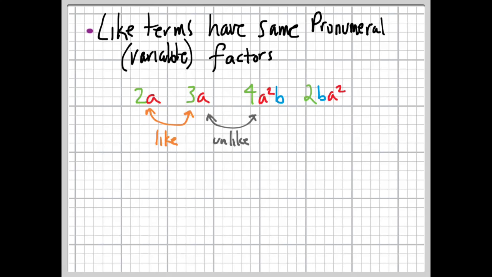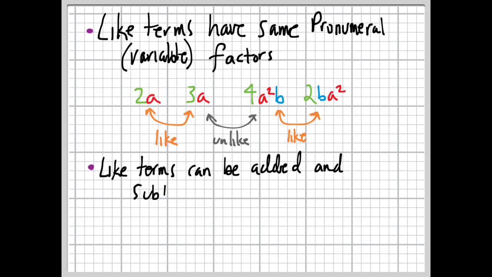Okay. Now here I have 2b a squared. Now you might look and say, well, this has a squared b, and this is b a squared. However, when we multiply things, it doesn't matter the order. So a squared b is the same as b a squared. So these are like terms.